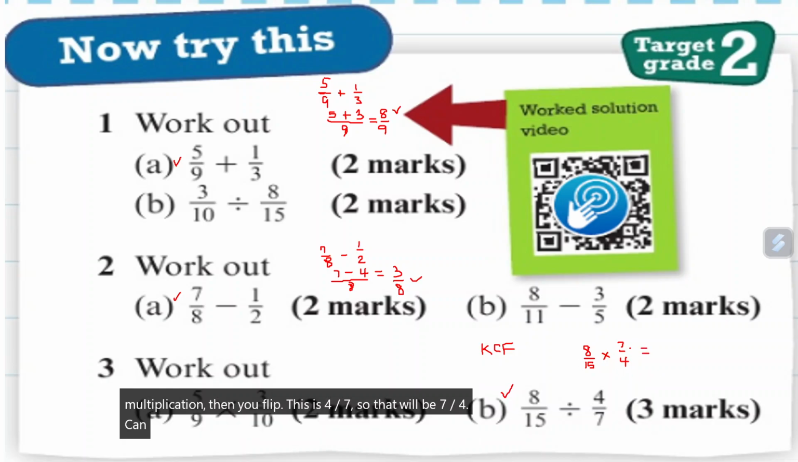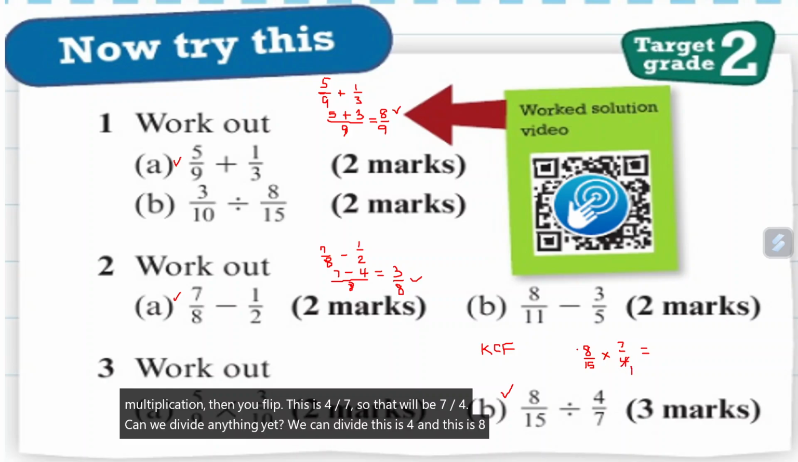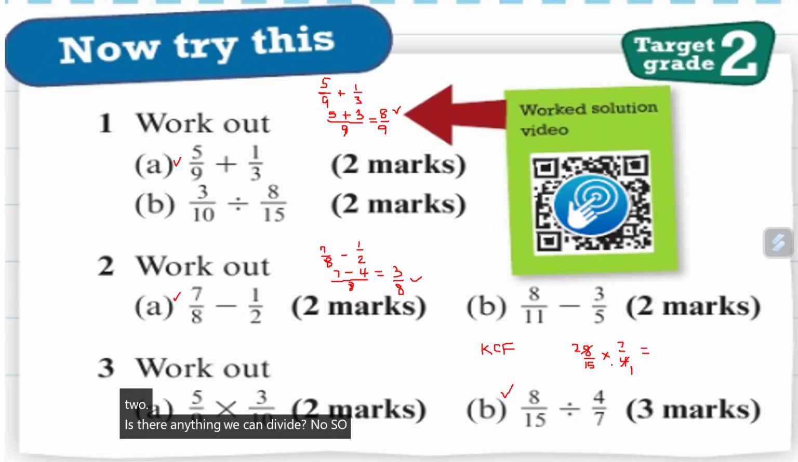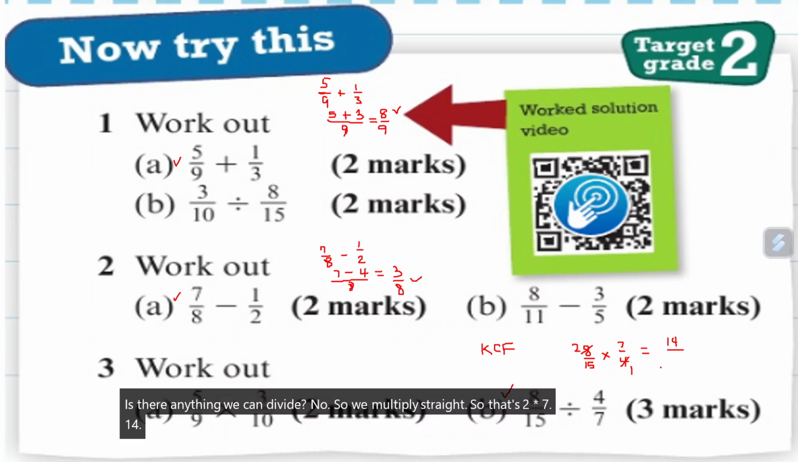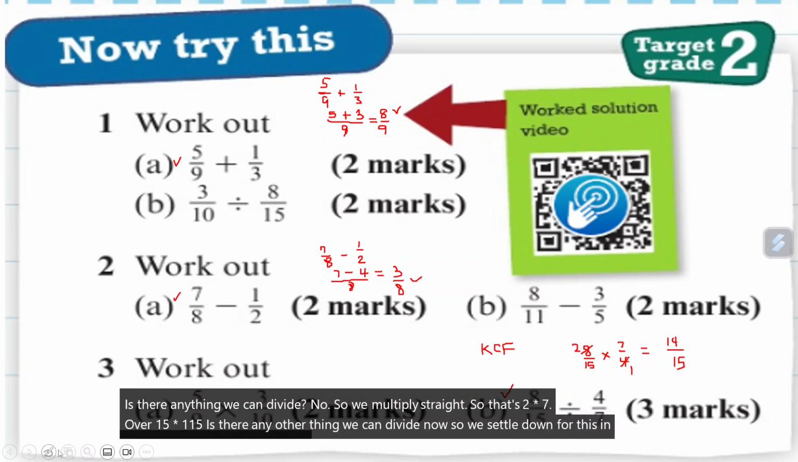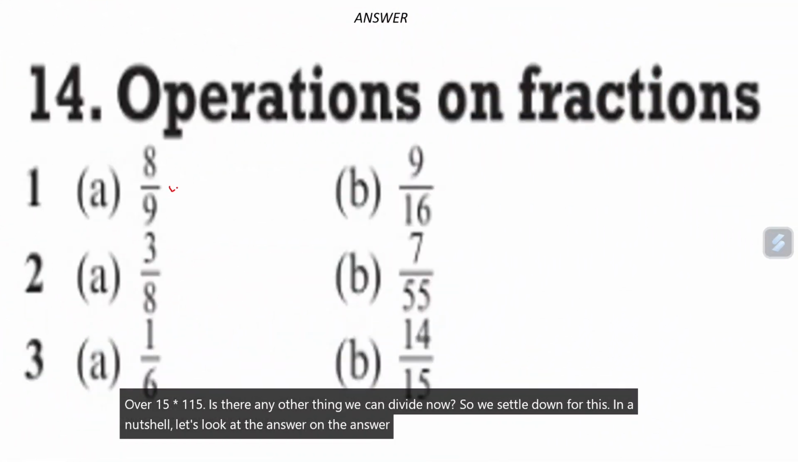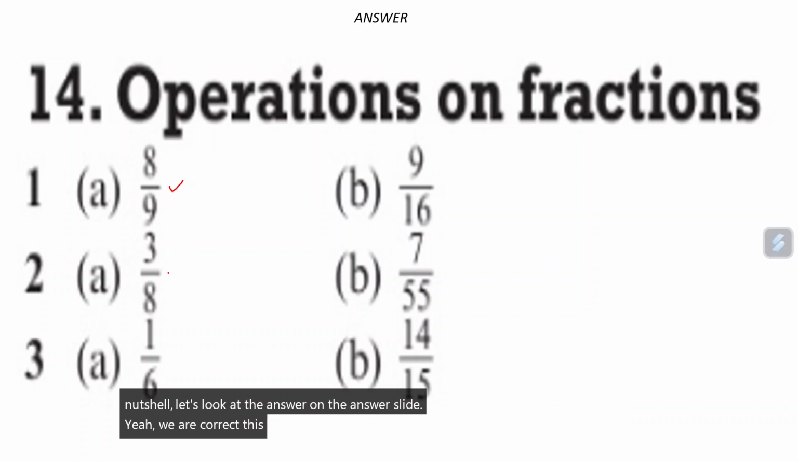Can we divide anything? Yes, we can divide. This is 4 and this is 8. So 4 here, 1. 4 in 8 will be 2. Is there anything we can divide? No, so we multiply straight. So that's 2 times 7, 14, over 15 times 1, 15. Is there any other thing we can divide? No, so we settle for this. In a nutshell, let's look at the answer on the answer slide. Yeah, we are correct.